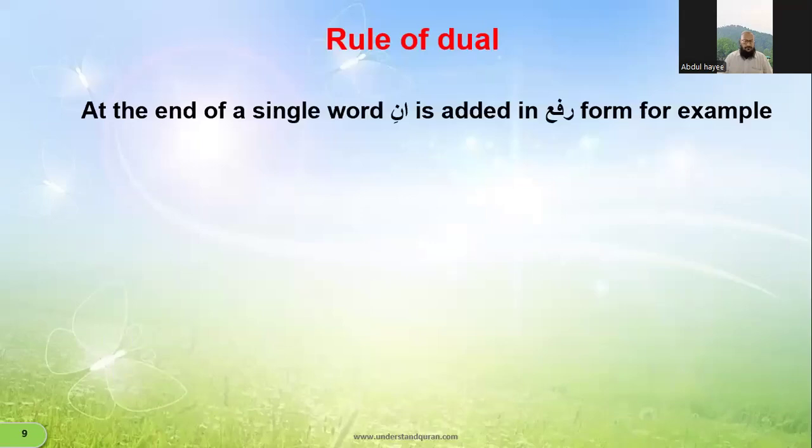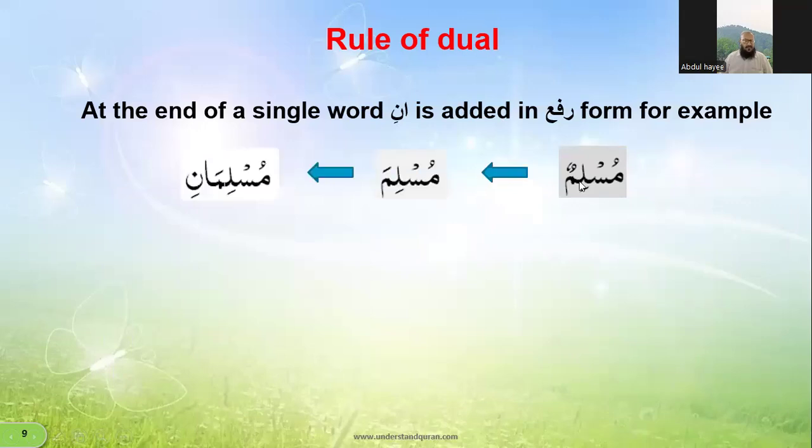Let's start with the musanna, the rule of dual. If we add alif noon at the end of a singular word in raf', it makes the dual. Just like we have this word muslimun. If I add alif noon, it becomes muslimani. It's a dual. So from the raf' condition, with the damma, if I want to make a dual, I just add alif and noon and it becomes muslimani.